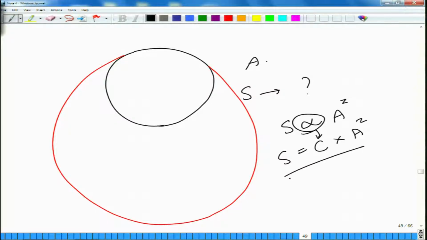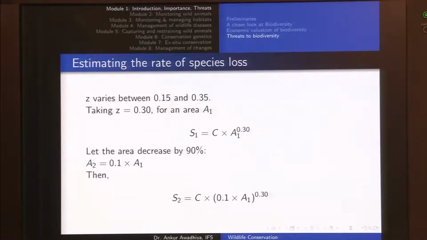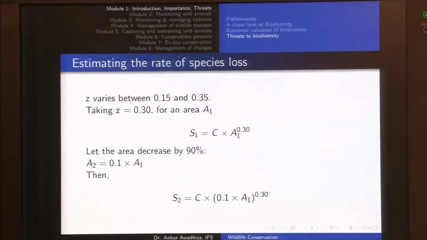So, S is equal to C into A to the power of Z, and this is what was first derived by these two people, MacArthur and Wilson, in 1967 when they gave us the island biogeography model. In this model, the species richness S of an island is given by S is equal to C into A to the power of Z, where A is the size of the island and C and Z are constants depending on the set of species and the island. It has been figured out from a study of a number of islands that the value of Z varies between 0.15 and 0.35. So, let us take a middle value, let us say that the value of Z is 0.3.